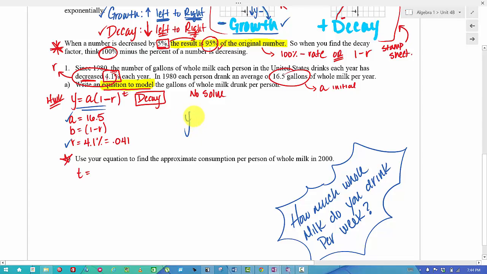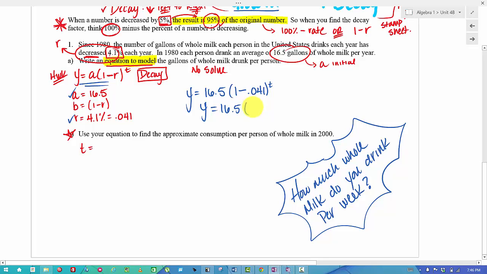So our y value, or our model, is equal to 16.5 gallons times 1, our 100% of our original, minus our rate, which is 0.041, raised to the t. Okay, so let's clean it up so that it looks all correct and neat. So y will be equal to 16.5, and then 1 minus 0.041 is going to be 0.959, raised to the t power.